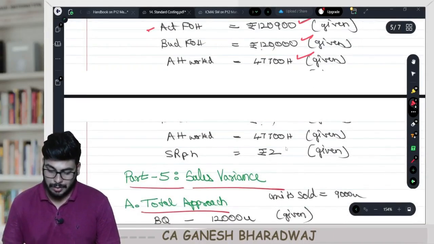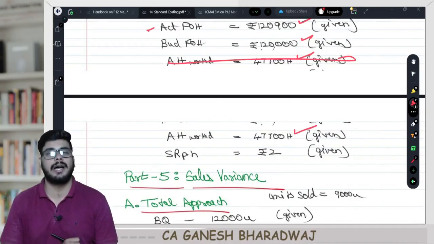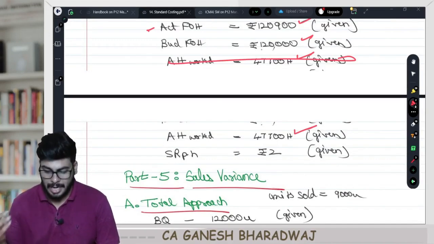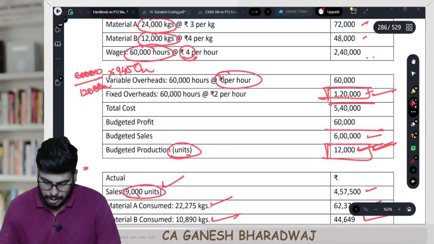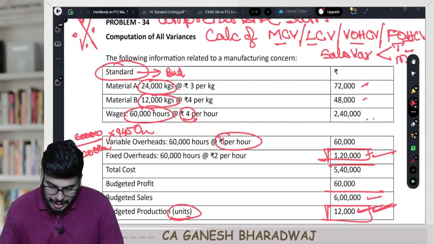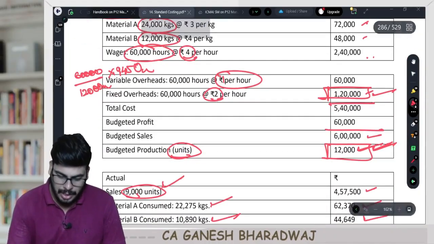What is the actual hours? It's got repeated here, so basically I'm striking this off. Actual hours worked, 47,700, and the standard rate per hour. That is also given in the question. Look at this. What is the standard rate per hour? In the budgeted data, they have given 2 rupees per hour.